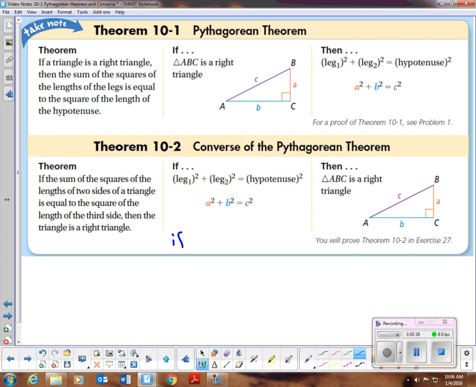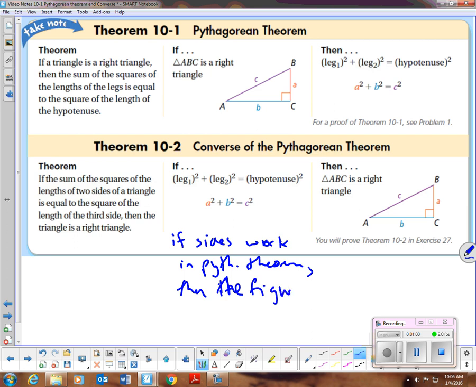So if sides work in Pythagorean theorem, then the figure must be a right triangle. Okay? All right, so these are our two theorems. And like I said, we've been using this for a long time in school.